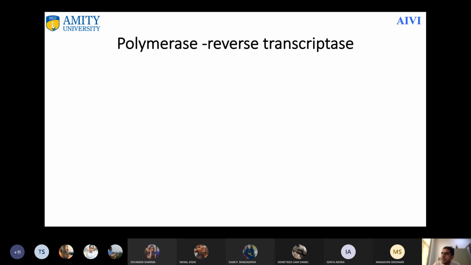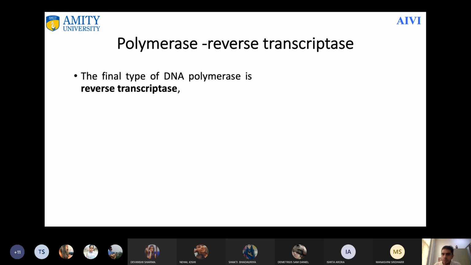Now we are talking about another type of enzyme. What is it going to do? It utilizes RNA as a template and synthesizes DNA over it. Those enzymes we call RNA dependent DNA polymerases. Okay, I think our time is running out, so I'm stopping here, and we will continue with reverse transcriptase in our next class.